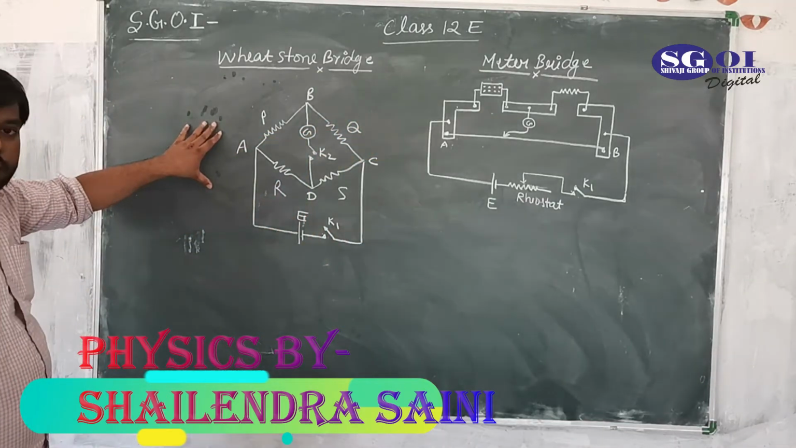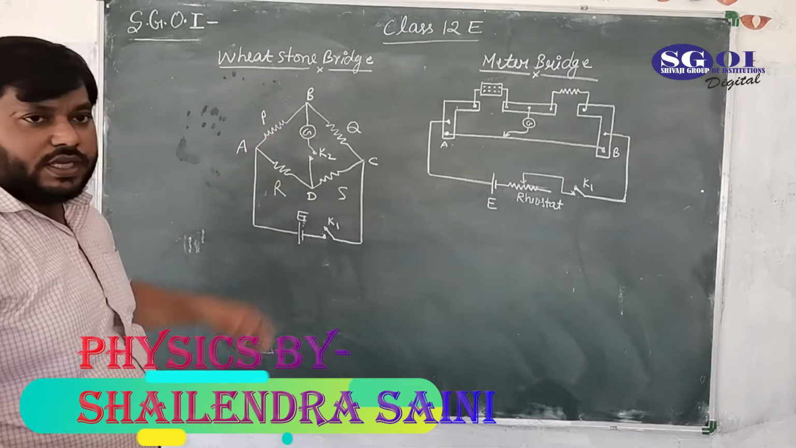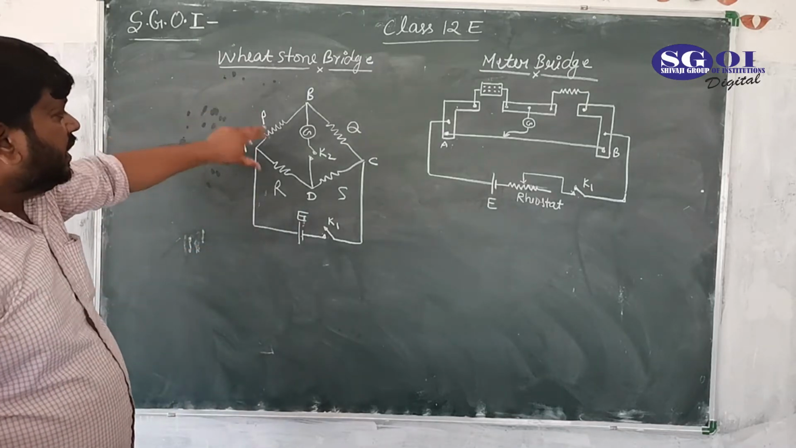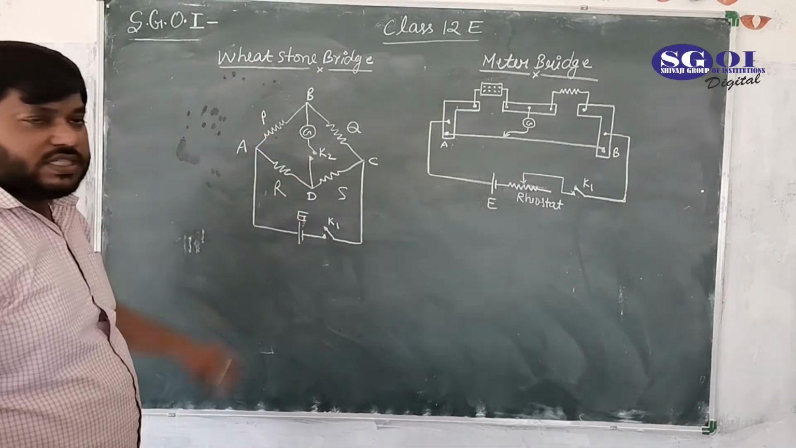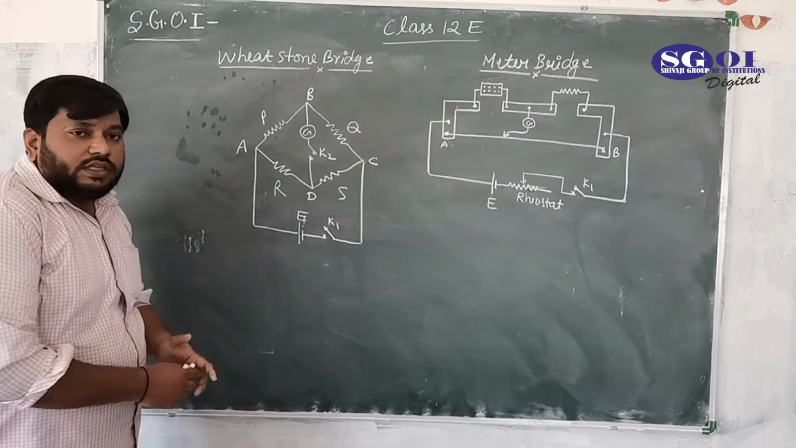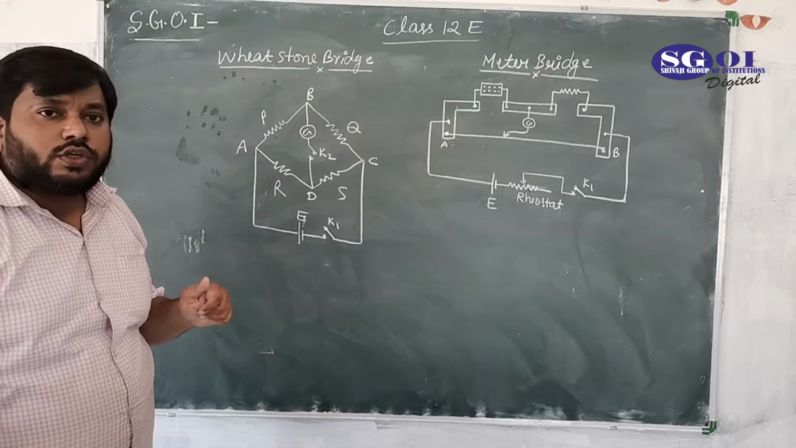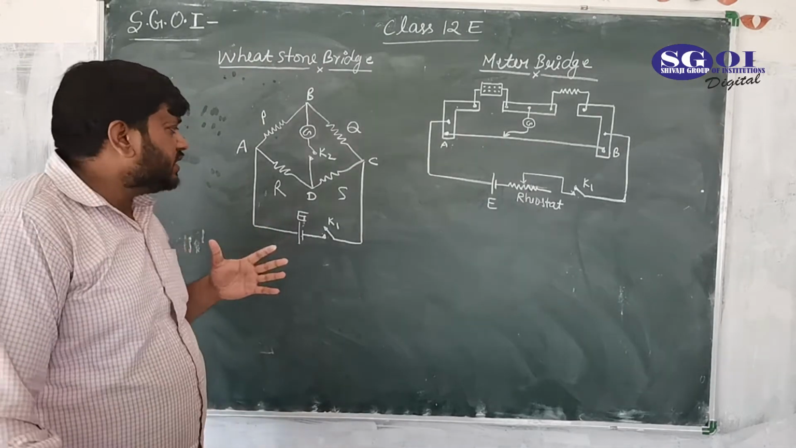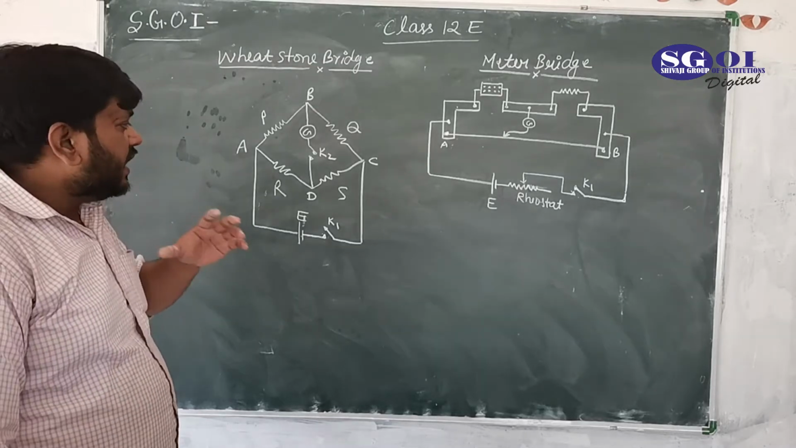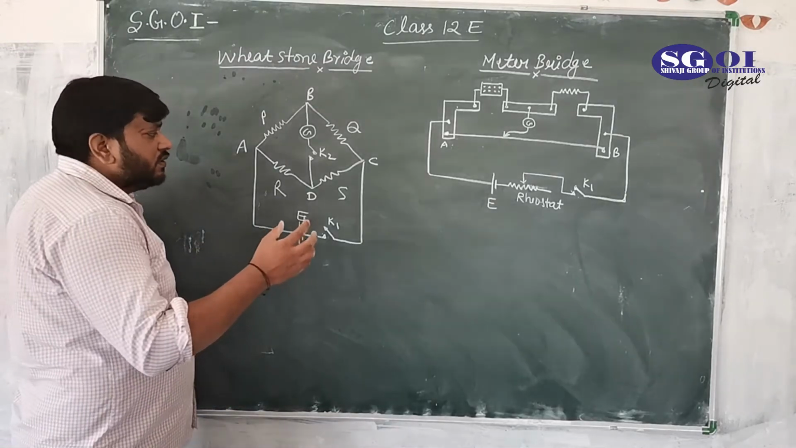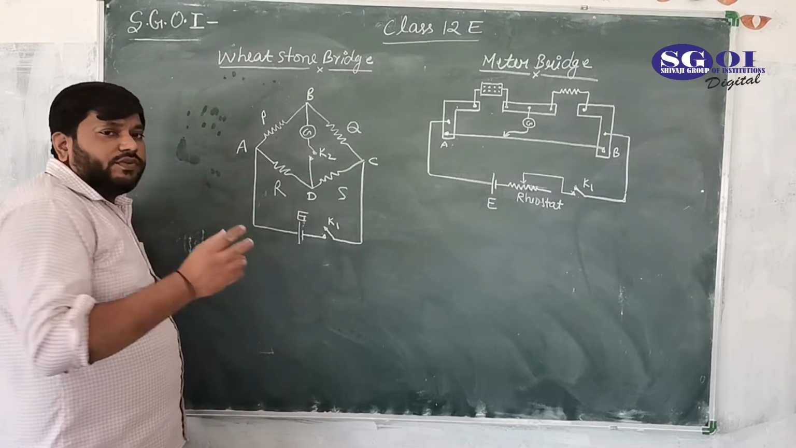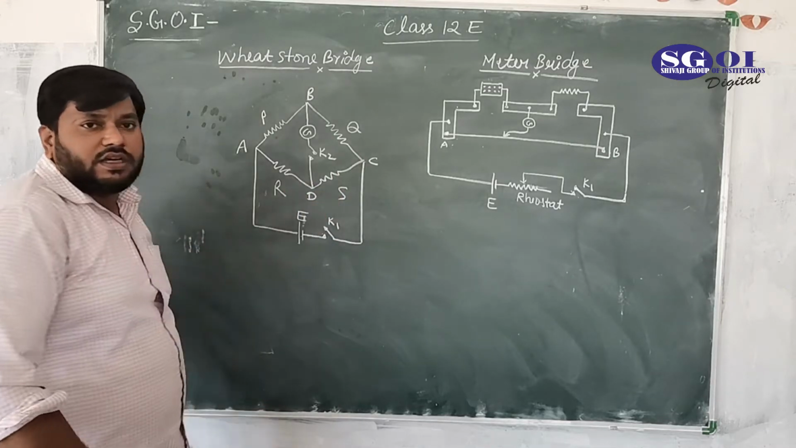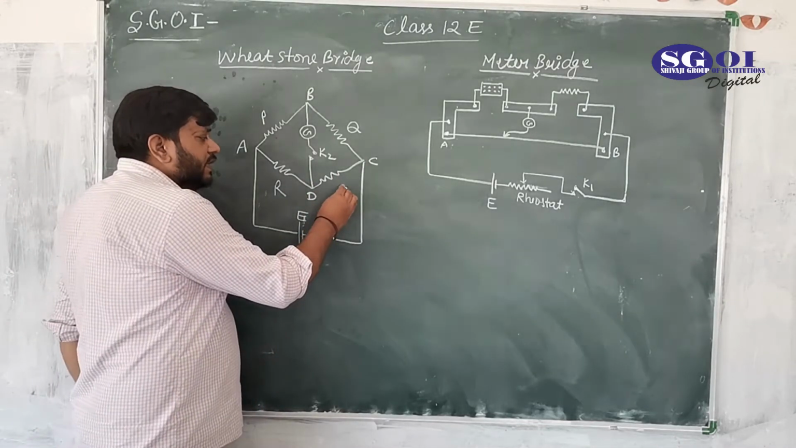This is the diagram of the Wheatstone bridge you are seeing here. This is a parallelogram in which you are seeing four resistances. This Wheatstone bridge is used to measure the resistance of a conductor. The resistance which we want to find is connected in the arm CD, which is represented by S.